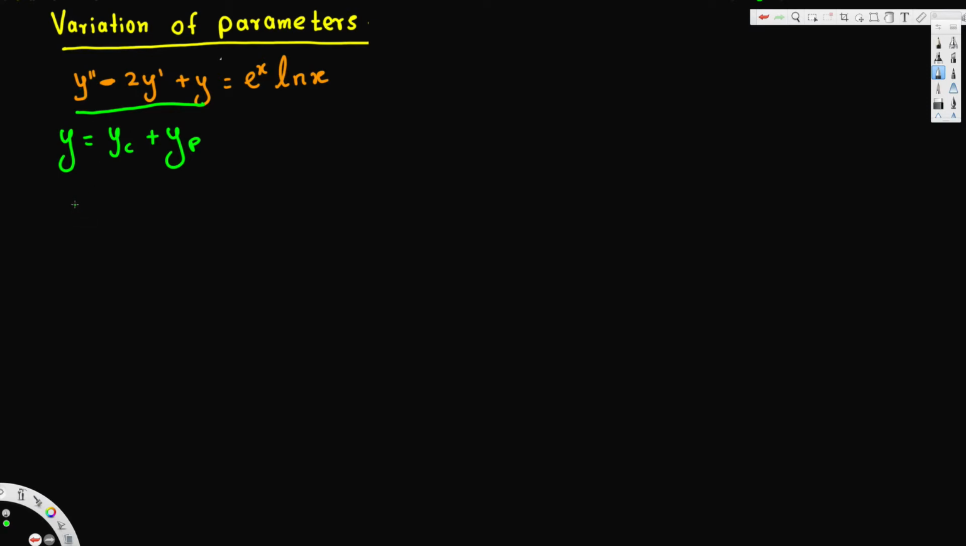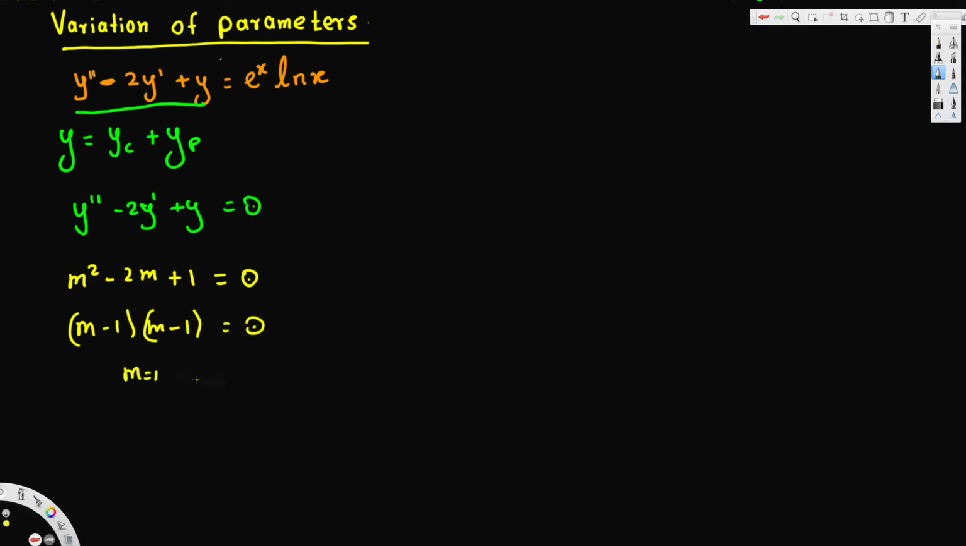Okay, now what we do is we pick up this y double prime minus 2y prime plus y, and we equate that one to 0. And then we write the characteristic equation for this one. In the characteristic equation, if we have y double prime, we replace that one with m square. And if you have y prime, we replace that one with m. And if you don't have any prime, we just put the coefficient in front of that. That's just 1, and that's equal to 0. If you factor this one, you will get m minus 1, m minus 1. So from this one, you can see m is equal to 1, and this is repeated real roots.